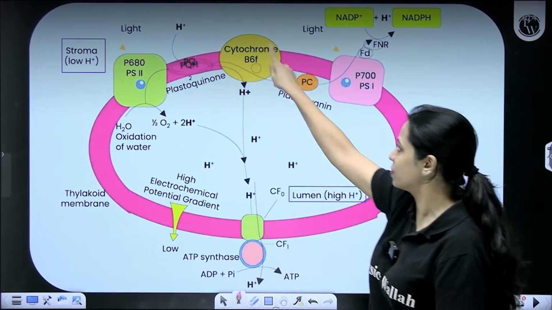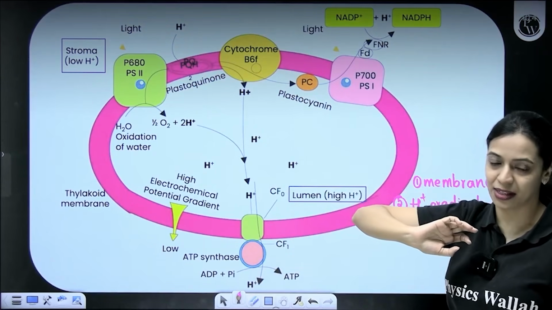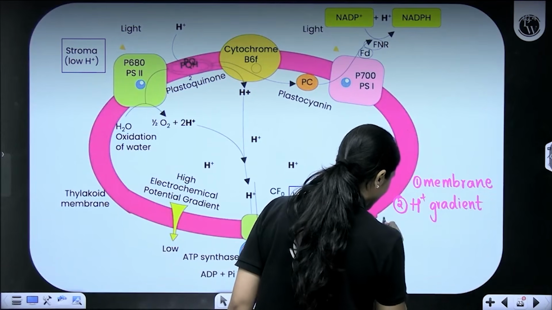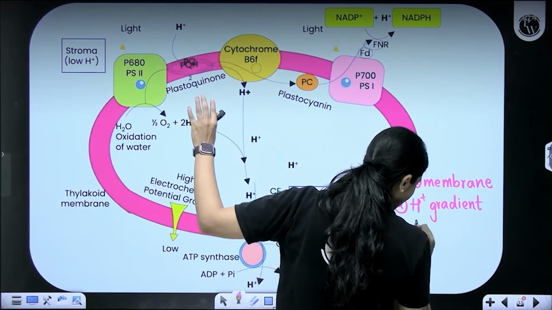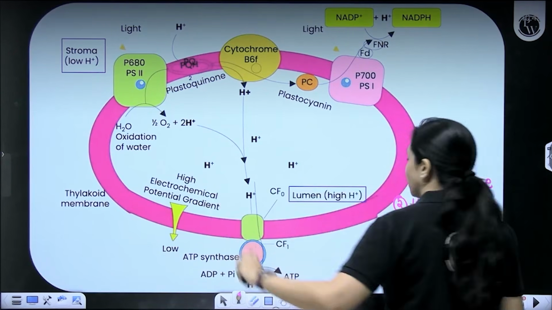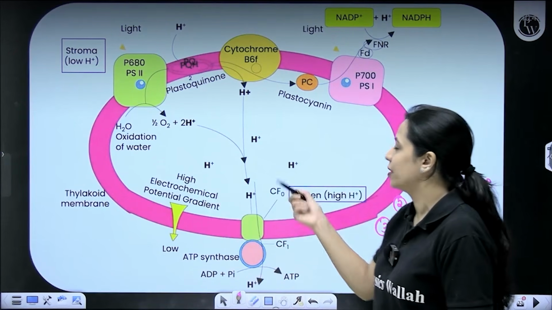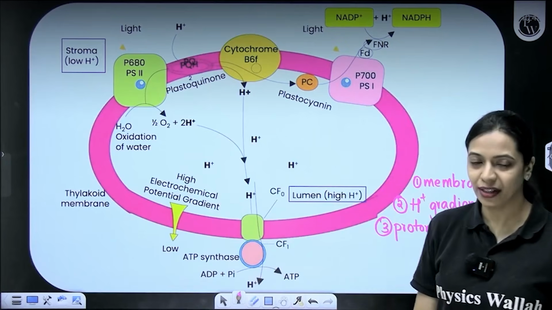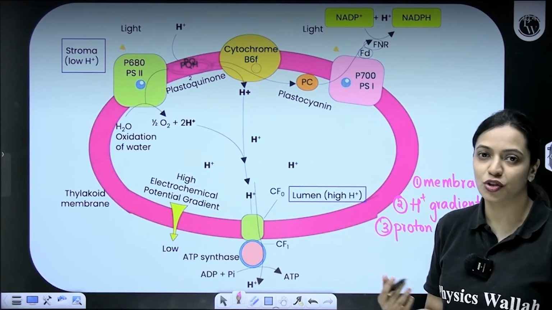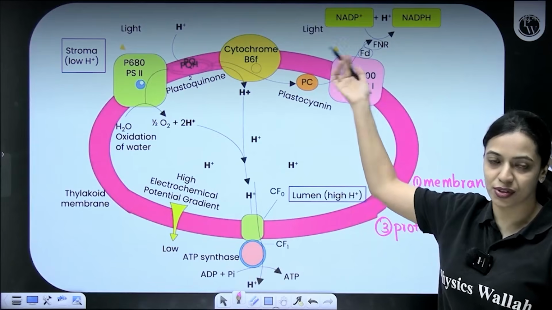And this happens via the cytochrome B6F complex. So a proton pump is essential. Here we have a proton pump in the form of cytochrome B6F complex. So basically protons are pumped at that point. That also causes an increase in concentration of protons within the lumen compared to the stroma.